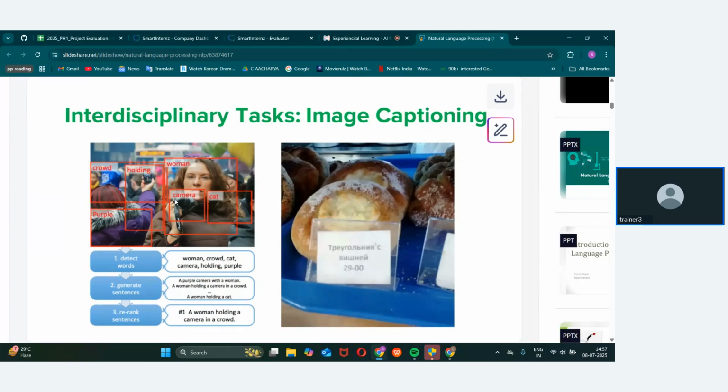As you all can see here, what can you see? There's a woman. Also, there's so much crowd. There's another woman who is wearing a purple coat. Also, she's holding something. Also, there's another woman.